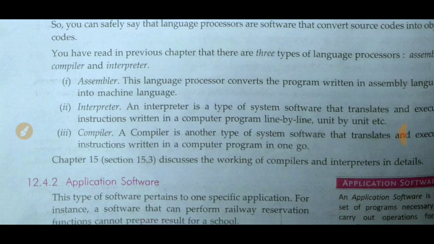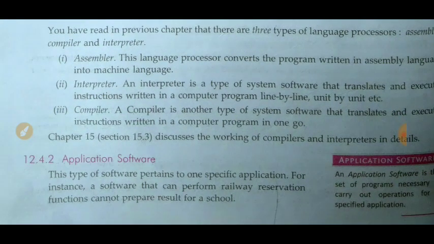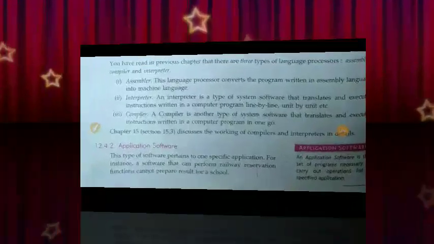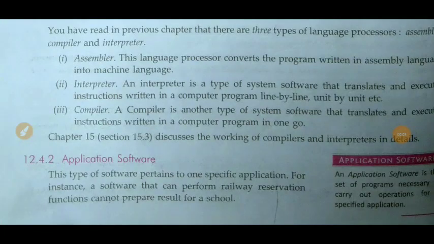Is it clear? Then the second one is interpreter. Interpreter is a type of system software. All these come under system software. Language processor is a part of system software, and interpreter is a part of language processor. So yes, interpreter is used to convert high level code to machine level code line by line, or you can say unit by unit.